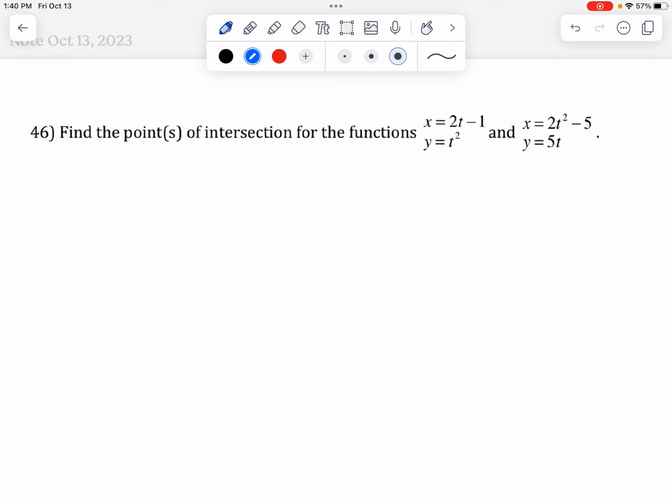And now for some parametric functions. So we have these two functions, and in order to find out if they intersect, we're going to set the x value equal to the x value, and then separately the y value set equal to the y value. And then just real quick, I want to take a look at the graph.